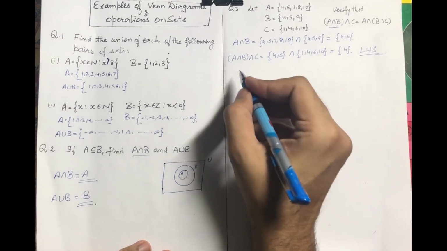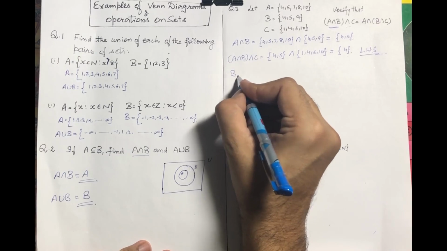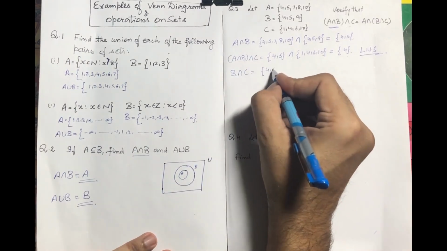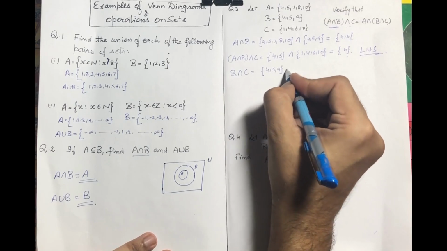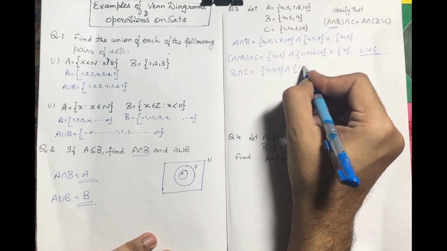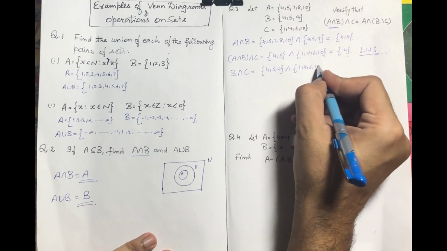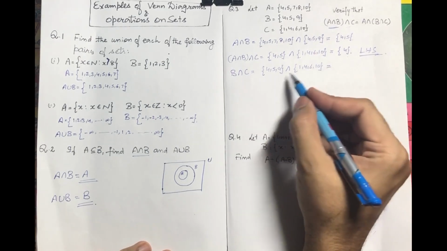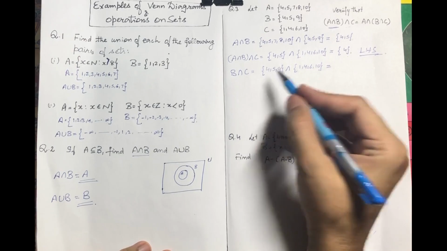Now right hand side, first we find B intersection C. What is B? 4, 5, 9. C is 1, 4, 6, 10. Can you see anything common? Only 4.